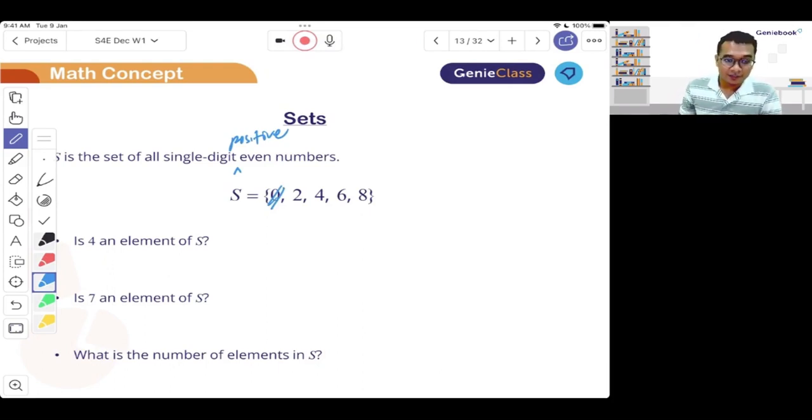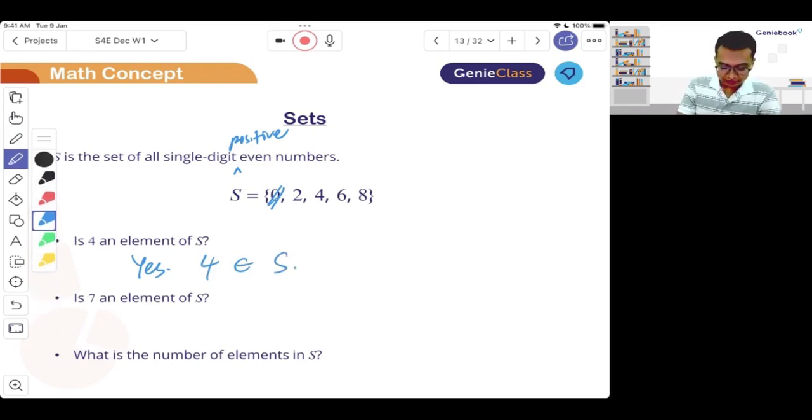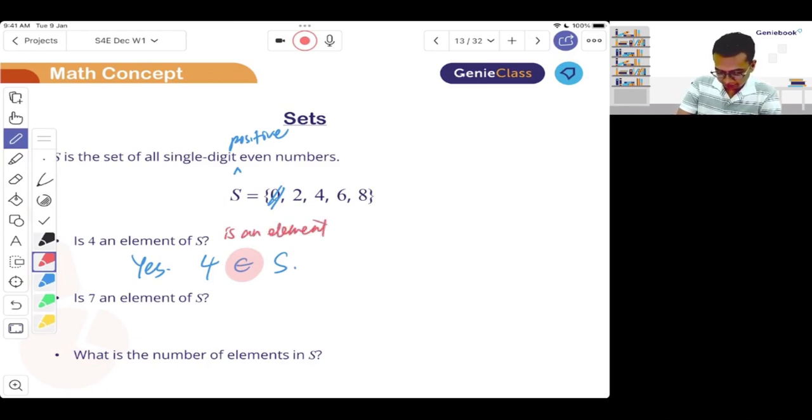Now, let me ask you a very simple question. Is 4 an element of set S? Given that the elements are 2, 4, 6, and 8, very simple question. Is 4 an element of set S? Yes, definitely. So I can write this down as a statement using the set symbols, that 4 is indeed an element of set S. Dylan, if you missed the parts earlier where I introduced the set symbols, this symbol basically means is an element of.